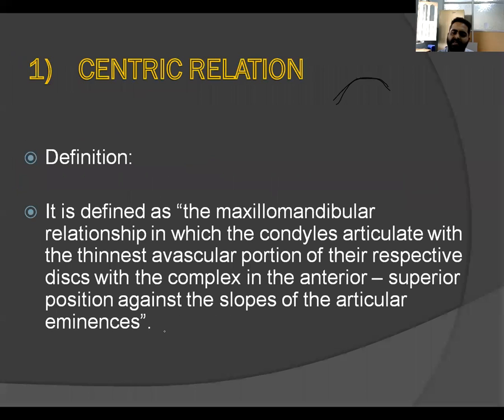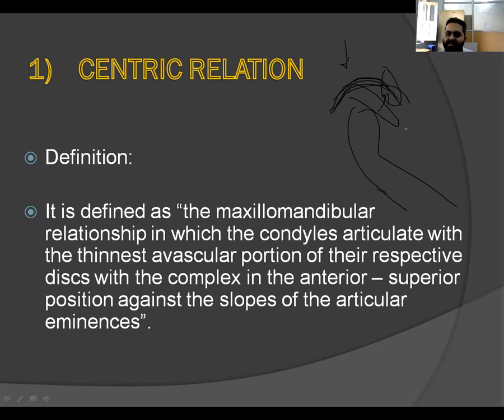So basically, it is the maxillomandibular relationship. Again, in the definition, what we have to learn: suppose this is your head of the condyle. This is your fossa, the temporal fossa. Your head of the condyle is articulating in the thinnest vascular portion of your disc. So this is your disc. This is the cartilage present in between.